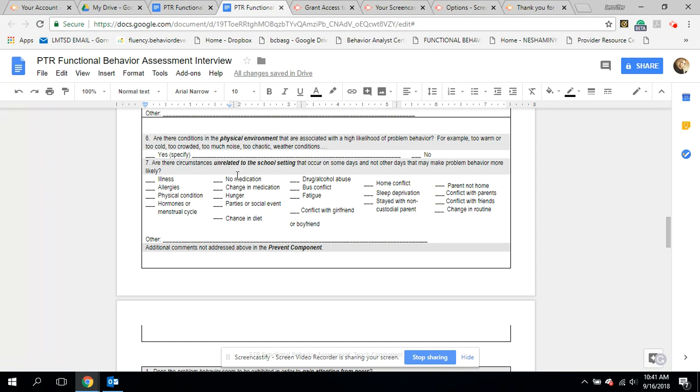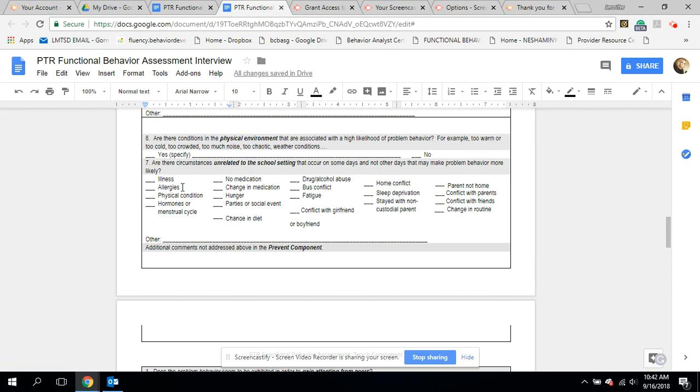Are there circumstances unrelated to the school setting that occur on some days and not other days that may make problem behaviors more likely? This is important because this is what we call setting events. Setting events are things that happen that kind of lay the groundwork, or flip that internal switch to that antecedent that sometimes will trigger a behavior, or sometimes they can just get through that antecedent no problem. If they had that setting event, if it's happened, there's higher probability that that child will engage in that inappropriate behavior.